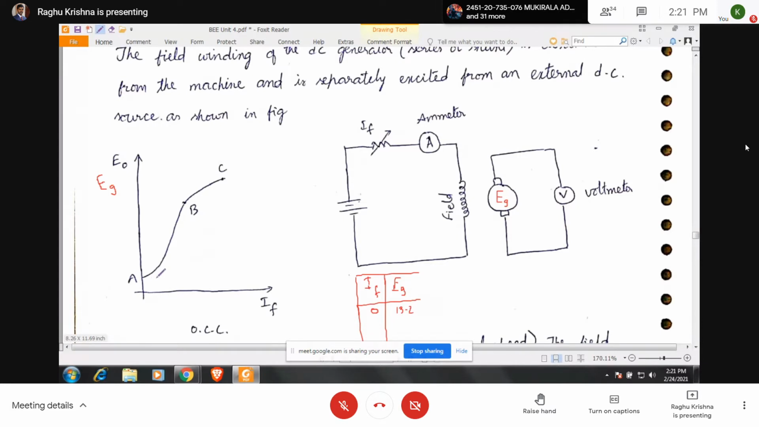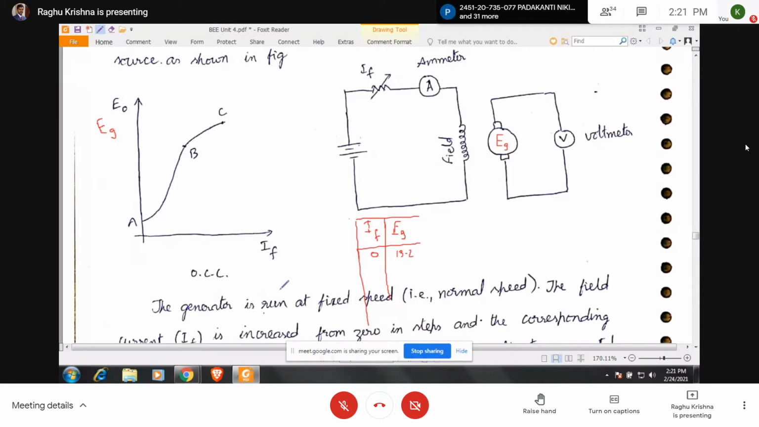Next, we are going to increase the current. Let us take 0.1, and you are going to get some voltage, some 20 volts, for example. Like this, for different values of IF, you are going to note down the values of EG and draw a graph. So this is the open circuit characteristics.